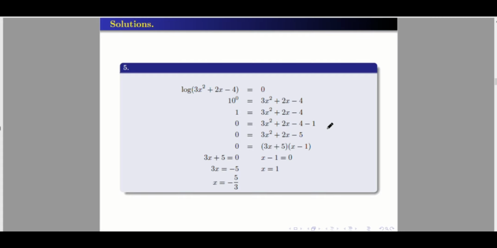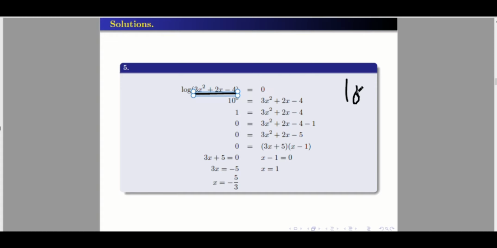Now, if we substitute these values here, if we substitute 1, then of course, this is positive. Now, you may try substituting x equals 1 and x equals negative 5/3. The result here is positive. So therefore, it is defined.